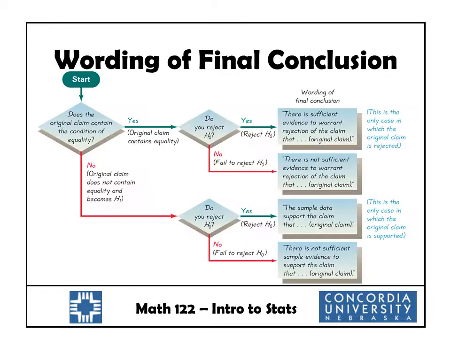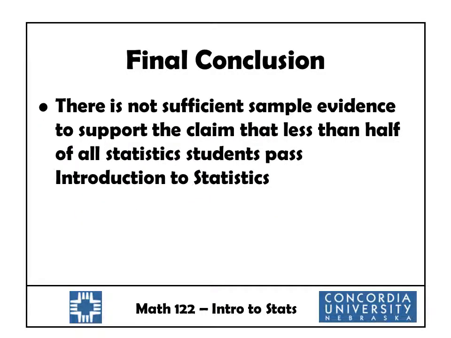The original claim did not contain equality, so we go down the red arrow. Do you reject the null hypothesis? No, we do not. So there is not sufficient sample evidence to support the claim that less than half of all statistics students pass Introduction to Statistics. Okay. So our sample data did appear to support the claim, but that level of support was just not great enough. So we conclude that it does not support the claim.